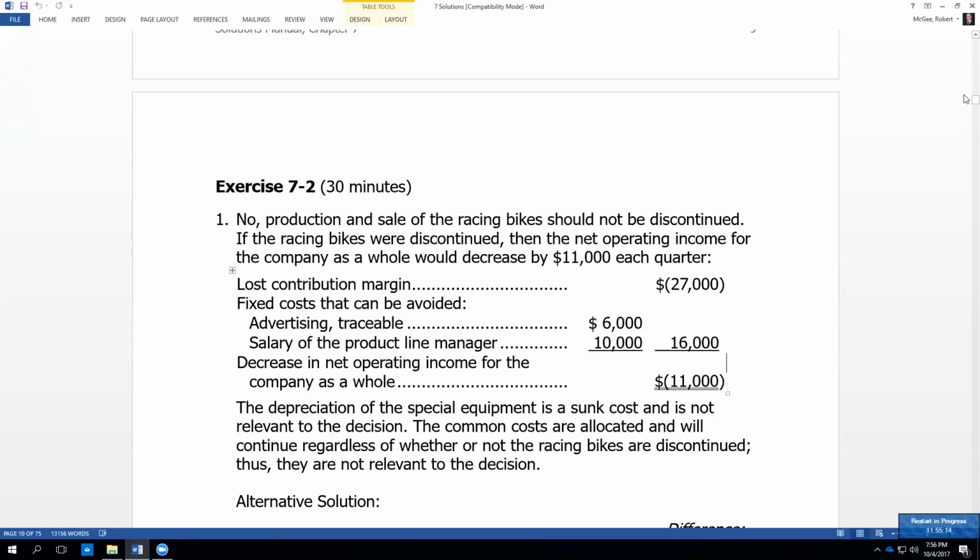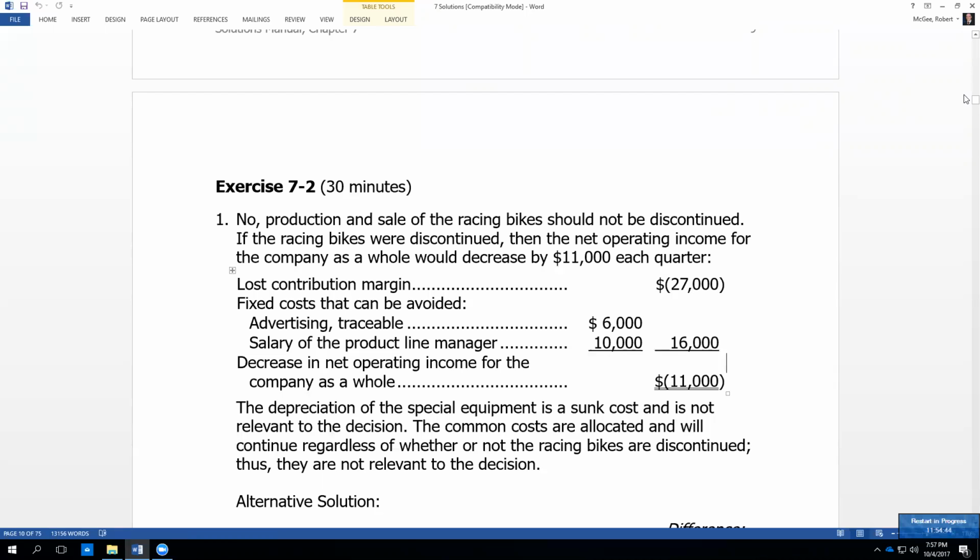The only costs that are really relevant here are that $6,000 in advertising that are traceable, and the salary of the production line manager, $10,000. All the others you can ignore. So you just compare the cost savings. You save $16,000 by discontinuing, but you lose $27,000 in contribution margin. So you're $11,000 behind. So even though it looks like you're losing $9,000, if you got rid of that, you'd be losing $20,000. And so you don't get rid of it.